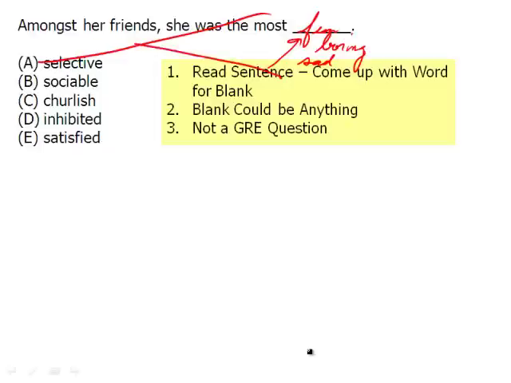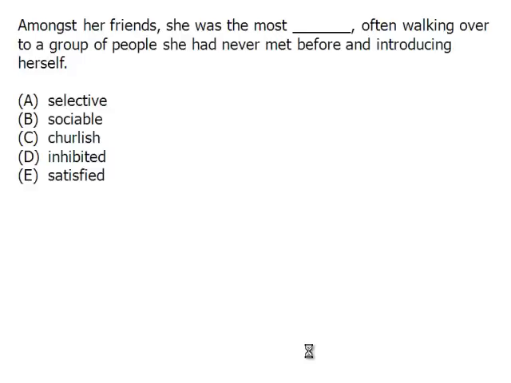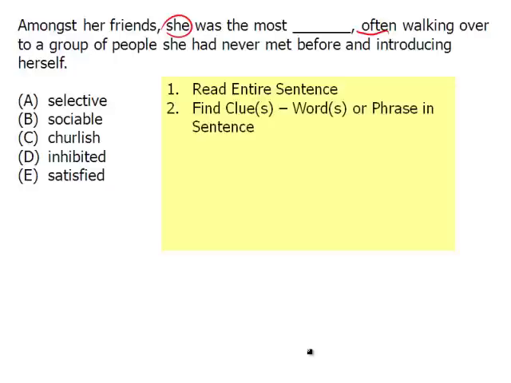So gone. Why? Well, GRE text completions will always have a part of the sentence that tells you what the blank is about, such as, voila. After the comma, starting with often, we now can learn a little bit more about the she. Often walking over to a group of people she had never met before and introducing herself. So we've read now the entire sentence, and we're going to come up with our own word here once we have found what I call the clue.